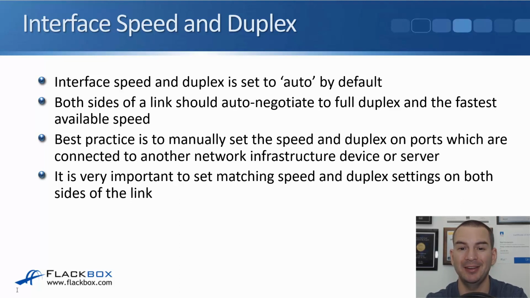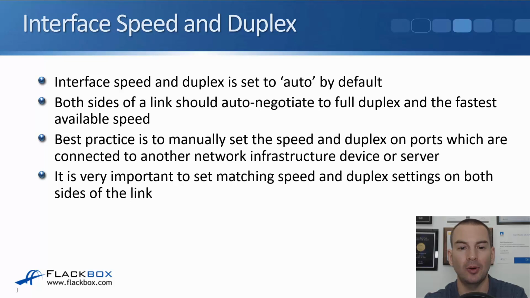Best practice is to manually set the speed and duplex on ports which are connected to another network infrastructure device, such as a router, a switch, or a firewall, or a server. Because if you set it manually, that is just a little bit more reliable. To be honest though, auto should work just fine as well. In a normal building, you'll maybe have hundreds or even thousands of PCs, so you're not going to manually configure the speed and duplex for all of those, but you'll have a smaller number of network infrastructure devices and servers, and best practice is to manually set the speed and duplex on there.